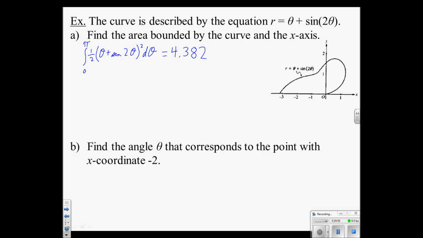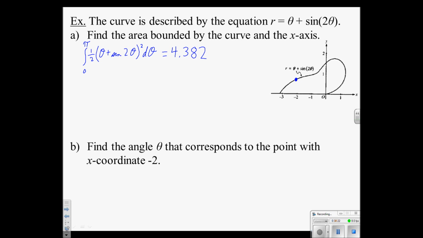Okay, here's part B. Find the angle theta that corresponds to the point with x-coordinate -2. With x-coordinate -2. Okay, so not that it helps us any, but here it is, right here. That's nice. There's x is -2.